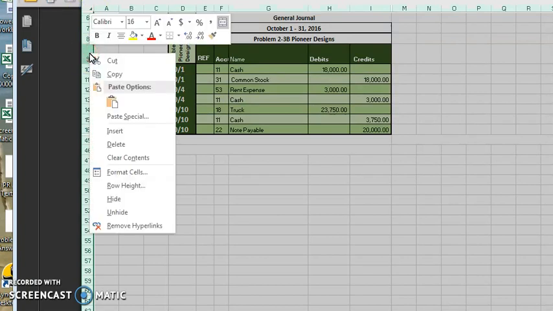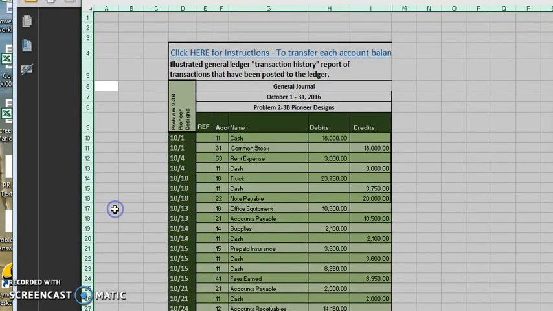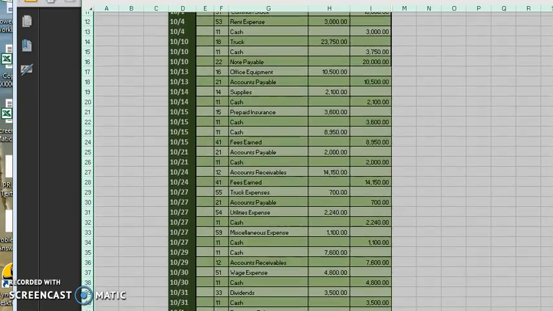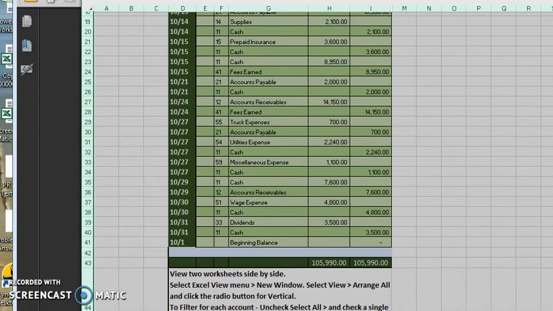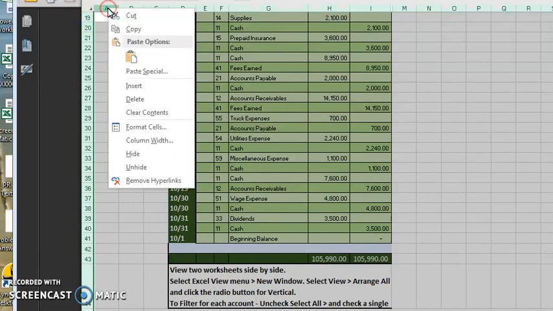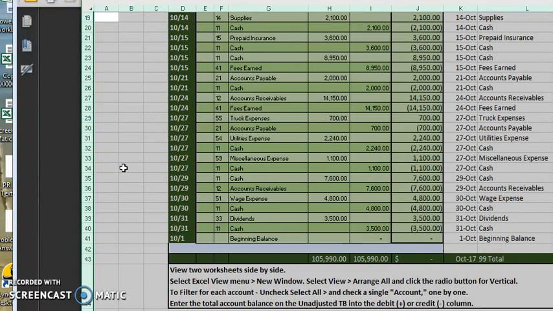Now, let me show you the rest of the transactions remaining in problem 23B. And scroll to the bottom to show you that all journals are in balance, which is determined by the total debits on the left side equal to the total credits on the right. Finally, we are ready to post transactions to the general ledger.